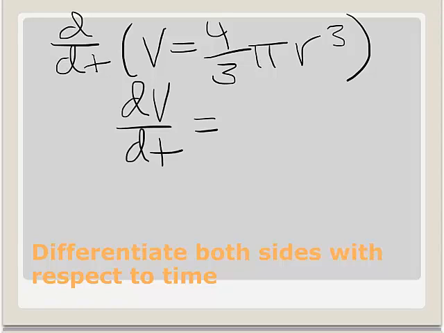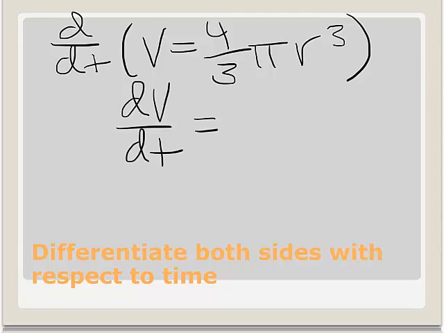So I have to use the constant multiple rule because of this constant being multiplied to the function. I'm going to have to use the power rule since r is being raised to the third power. And I'm going to have to use the chain rule because r is changing with respect to time. It's a function of time. So I'm going to also have to multiply by the derivative of r with respect to time.